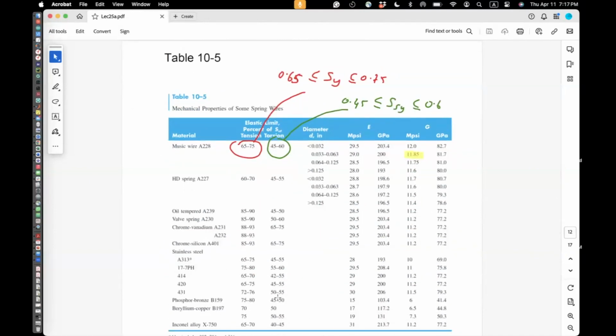Okay. So here is a table which gives the mechanical properties of spring wire. I talked about SY and SSY as having been between a range. This table will give you that. So for example, for a music wire, we'll see that SY is between 0.65 and 0.75 of SUT. And then here it says SSY is 0.45 to 0.6 of SUT.